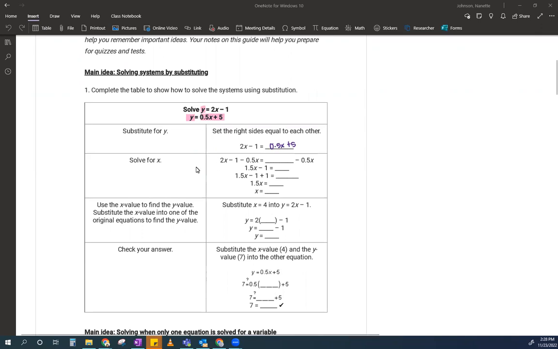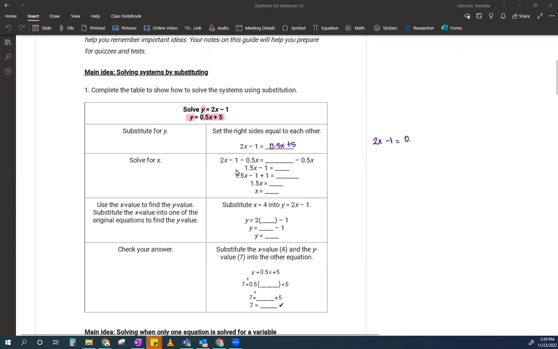Okay, so now we're going to start solving for X. And if you remember from the last video that we did, when we have X's on both sides, we don't like that. So we'll subtract off half X here, and we're going to subtract off half X here. I'm not going to do it here because it's a little bit confusing. I'm just going to do it my own way over here. So I'm going to go 2x minus 1 equals 0.5x plus 5.